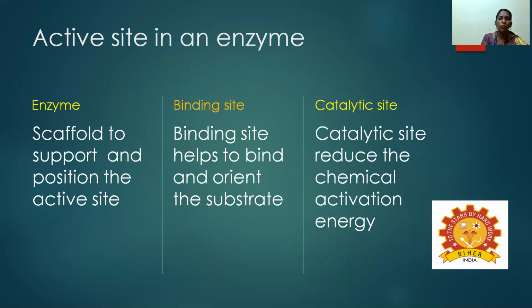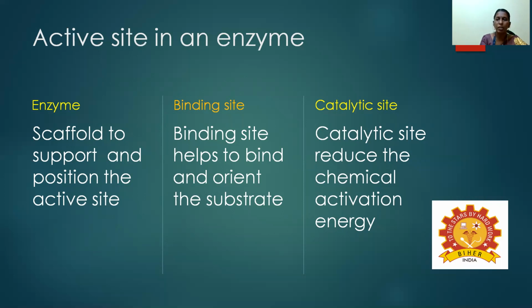Two important sites are present in it. So what is the enzyme? We say it is the scaffold that supports and positions the active site. There are two important sites, called the binding site and the catalytic site. The binding site helps to bind and orient the substrate, and the second one is the catalytic site.